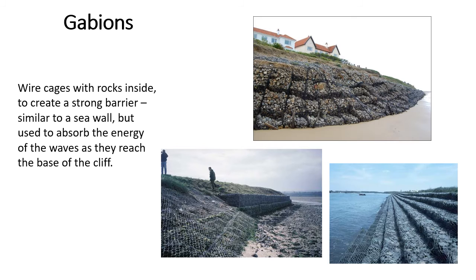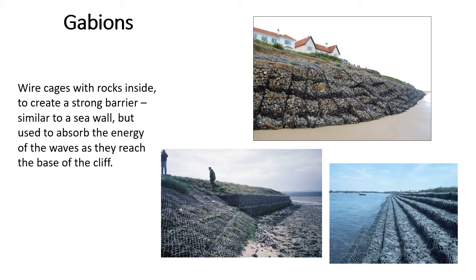There we go. So gabions, last one. These are cages filled with rocks. They are a fairly strong barrier, just like a seawall, just like rock armor, used to absorb the energy of the waves. Not the best looking, pretty unnatural looking, just like a seawall. Perhaps a bit better than a seawall, certainly from a distance.